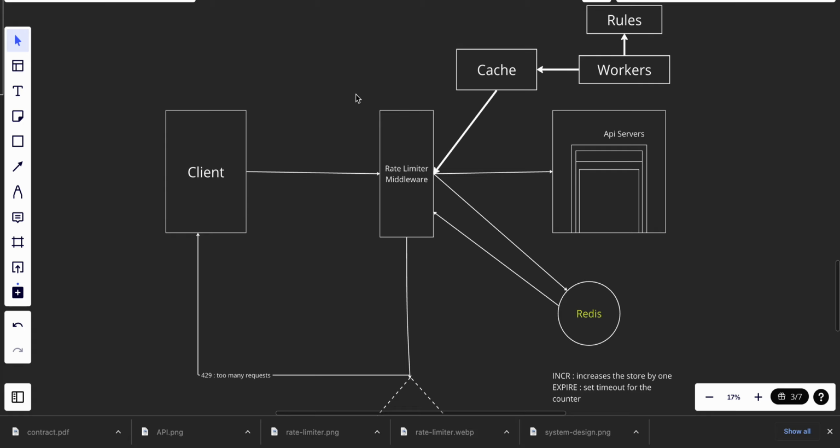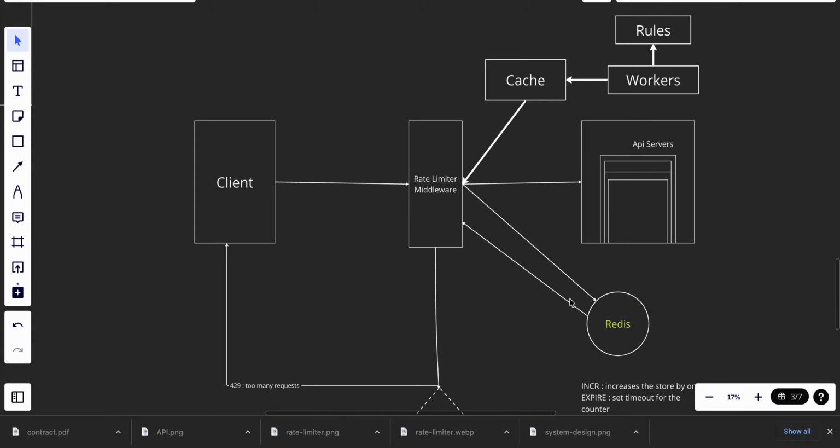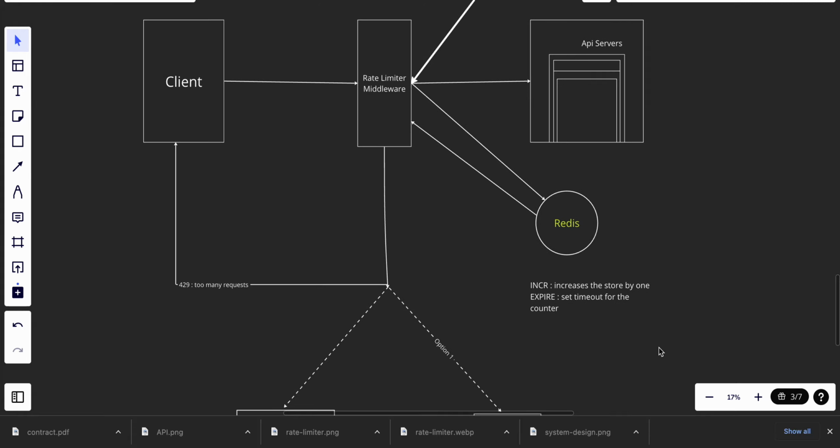After that we talked about where we should store the counter. We had two options: to store it in a SQL database or a disk database, but this would have some sort of latency, so we chose to use Redis. Redis is an in-memory database that requires super low latency, and it has increment and expire commands that we can use.